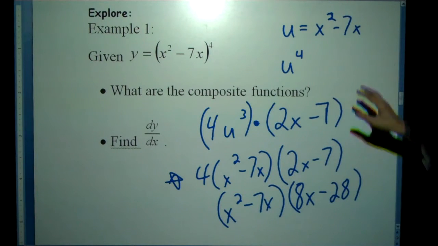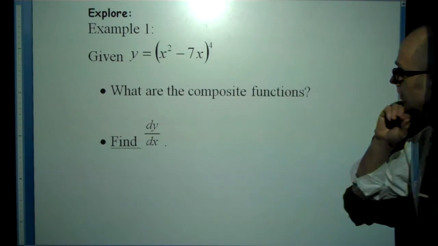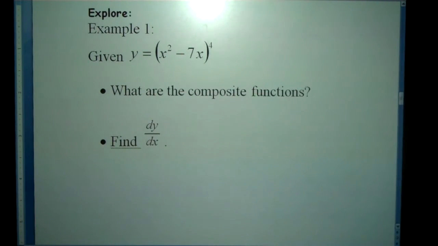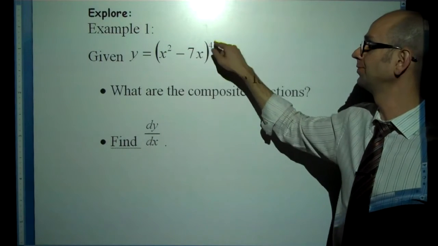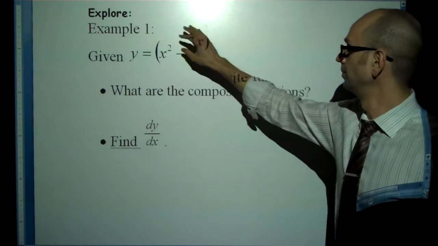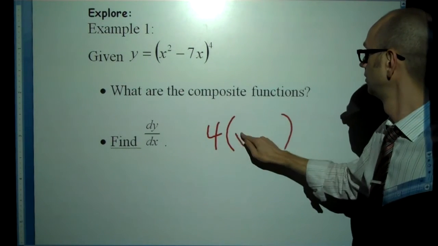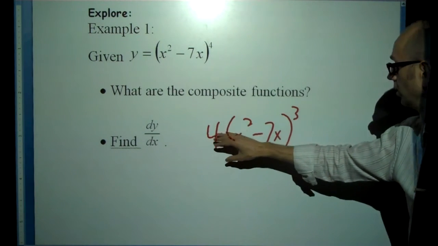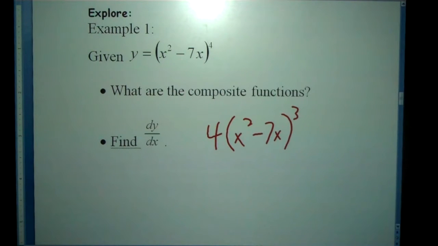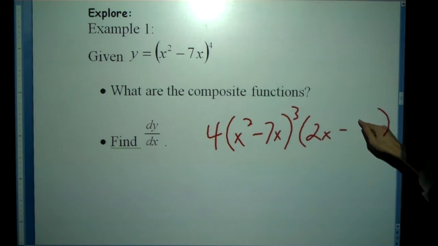So let me do that one more way, and I won't write down any u's. You've got some stuff to the fourth power. The chain rule says do the derivative of the big picture times the derivative of the stuff. So the big picture, you've got stuff to the fourth power, you bring the 4 out in front, keep all your stuff in there, and then you lower the exponent by 1. So you have 4 times the stuff to the third power, but you have to also do the derivative of the stuff, which is 2x minus 7, and that's the chain rule right there.